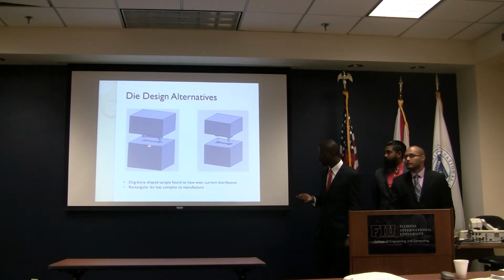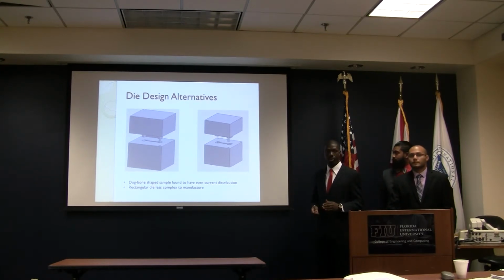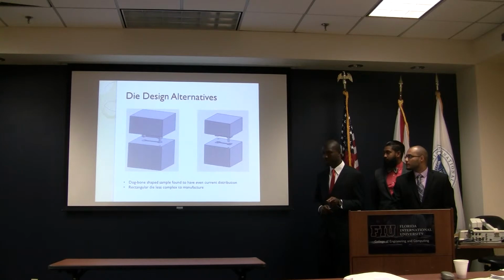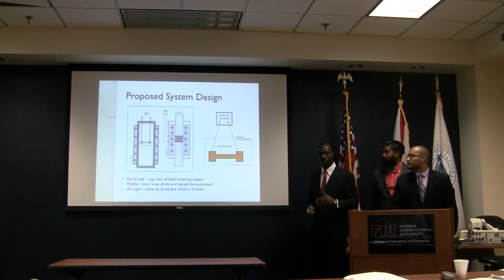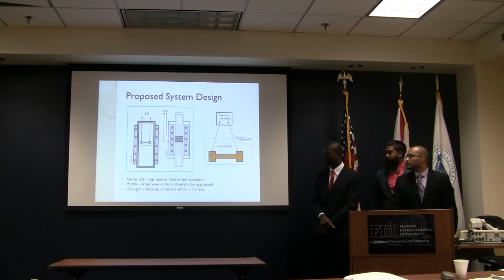Next. However, during literature survey, we found that a dog bone-shaped die will allow for more even current distribution. We initially thought that a rectangular die would be less complex to manufacture in-house. However, we will consult Mrs. Ickrelli in the student shop to confirm this or rebut this. Here you see on the left and on the right depictions of top views of the sample within the furnace during sintering, and in the middle the sample that's in the die used to press it.